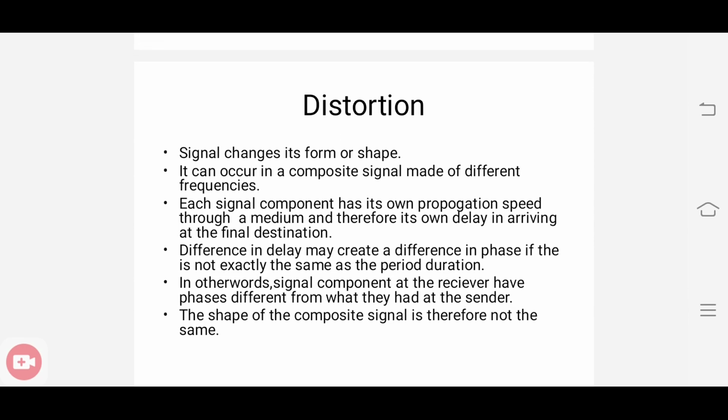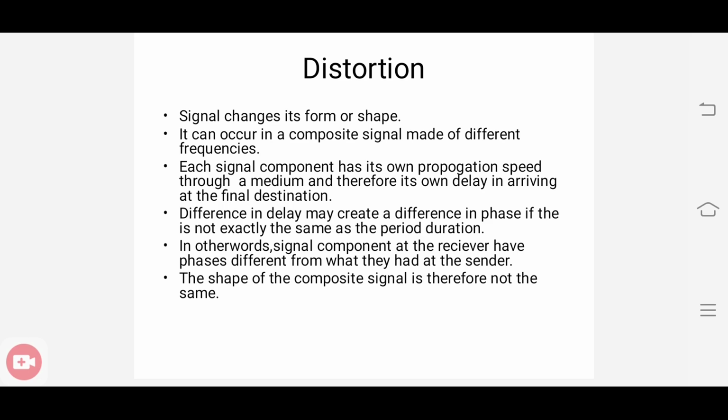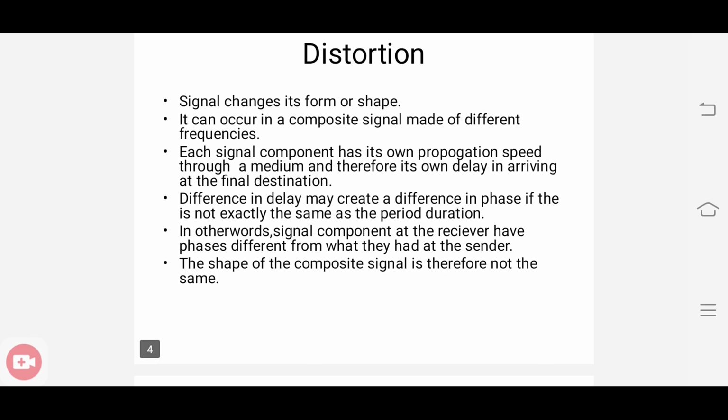The next transmission impairment cause is distortion. What is distortion? It is some loss of shape, where the signal changes its form or shape. A composite signal is made up of different signals with different frequencies, so a range of frequencies is present in the composite signal. In a composite signal, each signal component has its own propagation speed, so there is some delay in reaching the final destination. So there is a difference in phase at the receiver end. Distortion means there is a shape change at the receiver side in the composite signal. So the second transmission impairment is distortion.